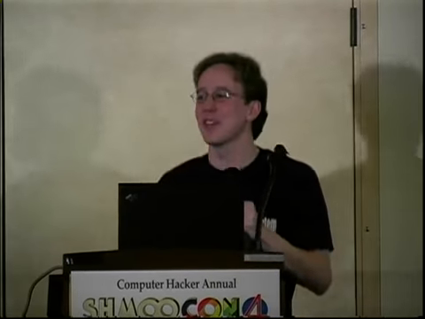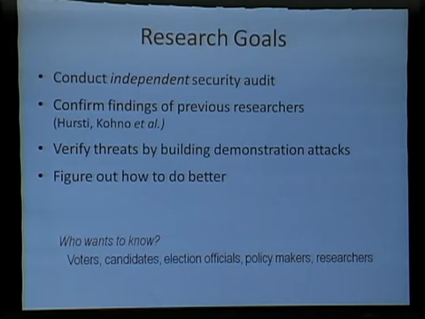There should be a novel someday. But anyway, this is serious research. This isn't a spy novel. And we had real goals in what we were doing here. We wanted to make sure we conducted an independent audit. We wanted to confirm the findings of the previous researchers who had looked at the source code. We wanted to verify whatever threats we found, not just by writing in some academic ivory tower way that there were potential threats here or there. We wanted to actually build demonstration attacks that we could show people so that it would be beyond dispute that certain problems could be exploited in the actual hardware used in elections.